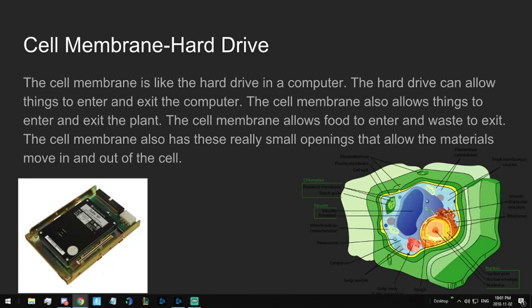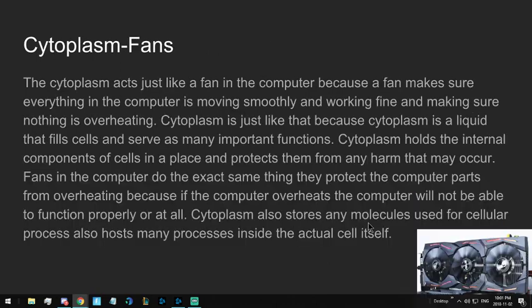So the cell membrane would be the hard drive. Here's why. The cell membrane is like the hard drive in a computer. The hard drive can allow things to enter and exit the computer. The cell membrane also allows things to enter and exit the plant. The cell membrane allows food to enter and waste to exit. Waste would equal just kind of like what humans call poop. The cell membrane also has these really small openings that allow the materials to move in and out of the cell as they would like.